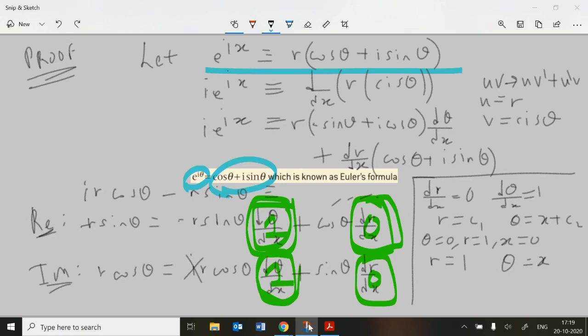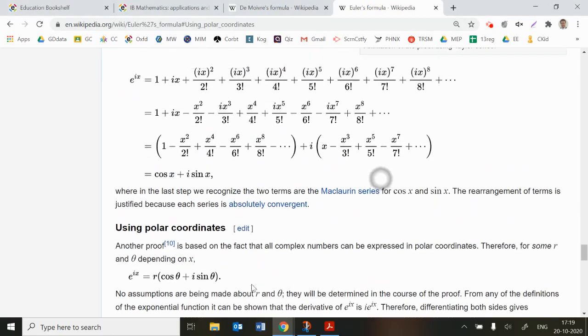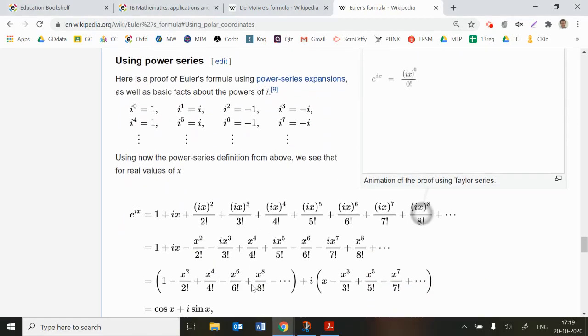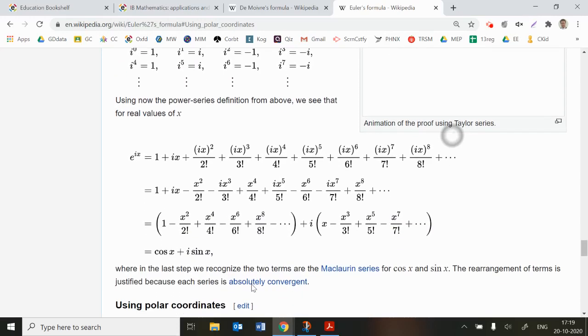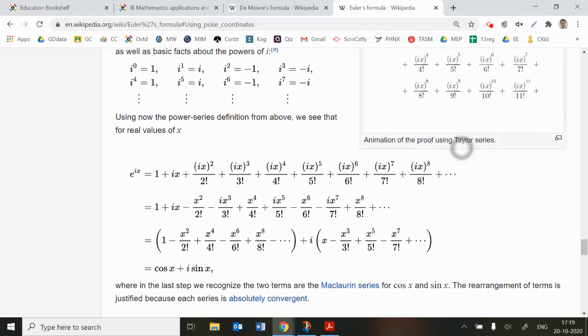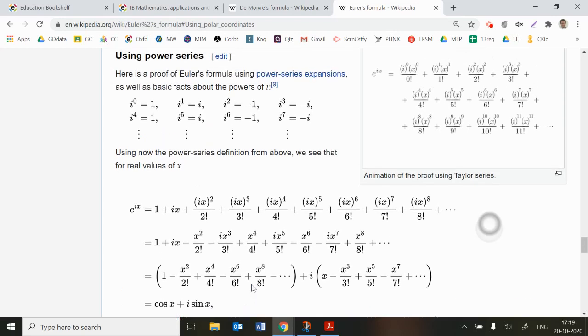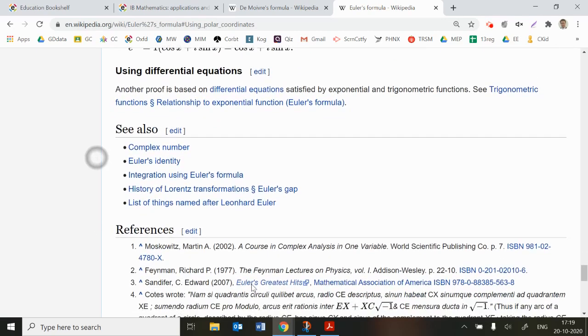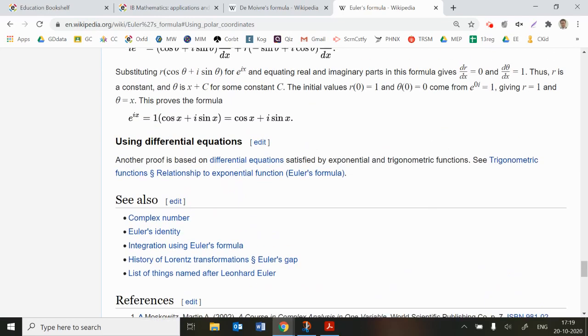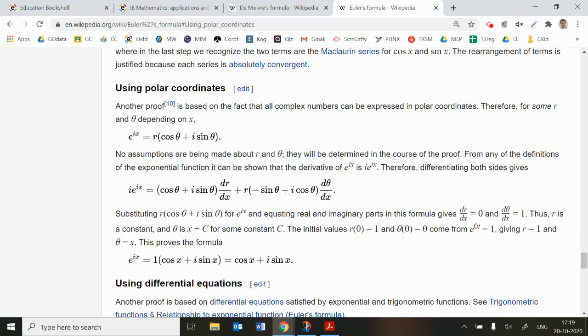All right, well, thanks for listening, guys. If you are interested, you can have a look at the other two proofs. There's a proof using power series here. It says we're using Maclaurin series, I think. Or hang on, they're using the Taylor series there. Not sure which, but it's using power series. And then there's another proof based on differential equations, but it doesn't give you the full working out of that one. Okay, so we've just gone through this one here.